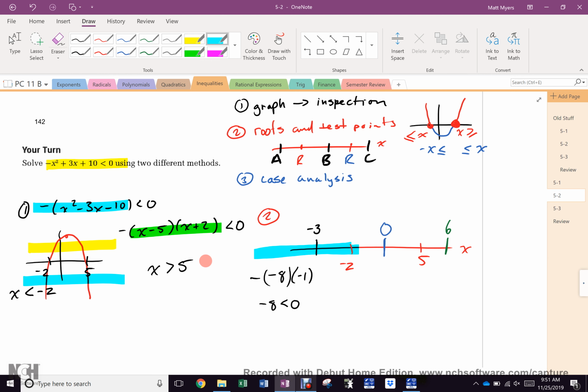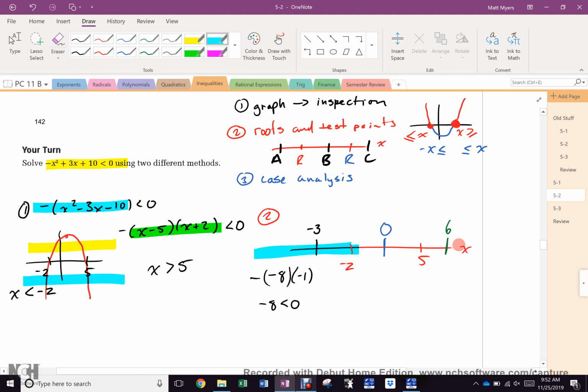Now, do I really need to check all three? No, because I know how a parabola works. I know it goes up and comes back down. So I know that really the only other place I need to check is over here, right? But it's easy enough to check. Negative times a positive is a negative. Negative times a negative is a positive, which is going to be greater than 0, right?